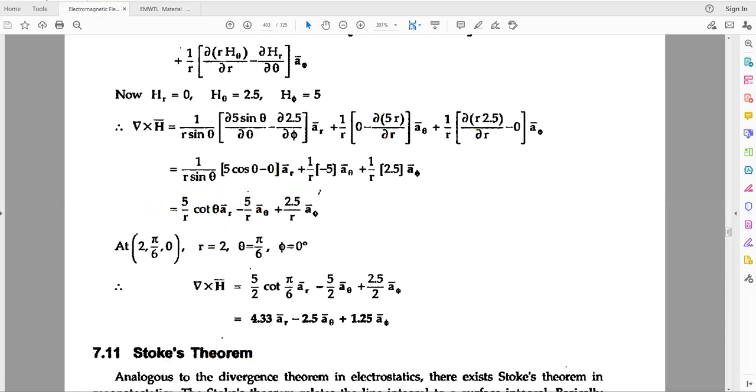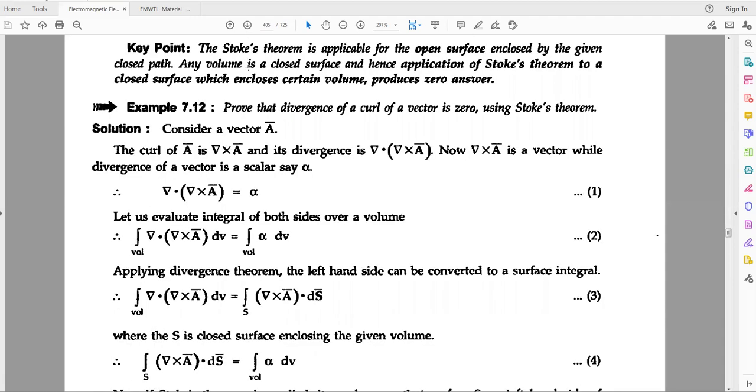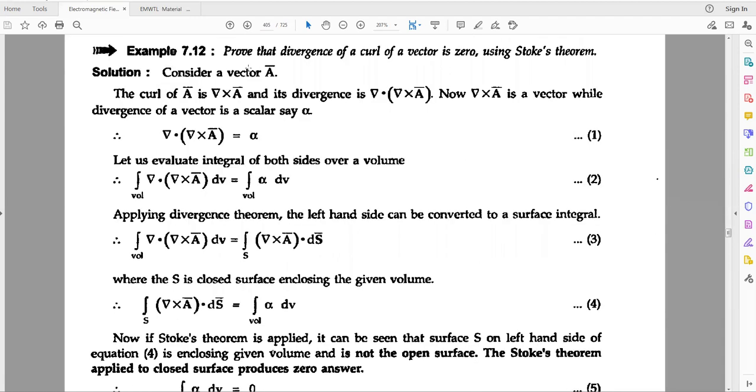Coming to the next example. Prove that the divergence of the curl of a vector is 0 using Stokes theorem. We already know that cross and dot, if it is the same, the value is 0. The divergence of a curl function is always 0. Del dot del cross A bar is equal to 0.